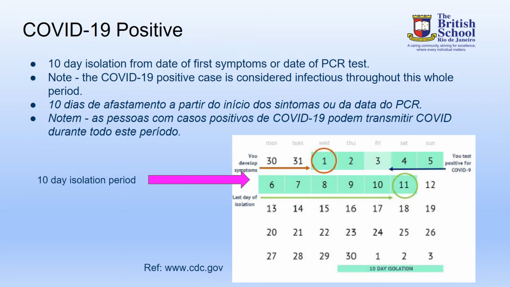When dealing with a COVID positive case, that person will need to isolate for 10 days from the date of the first symptoms or the date of the PCR test, whichever is earliest. When asymptomatic, this will be from the date of the PCR test. Note, the COVID-19 positive case is considered infectious throughout this whole period. The diagram illustrates how we calculate the return date of a COVID positive student.